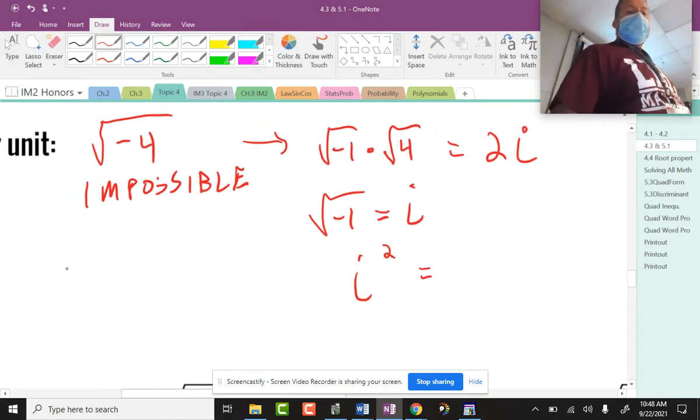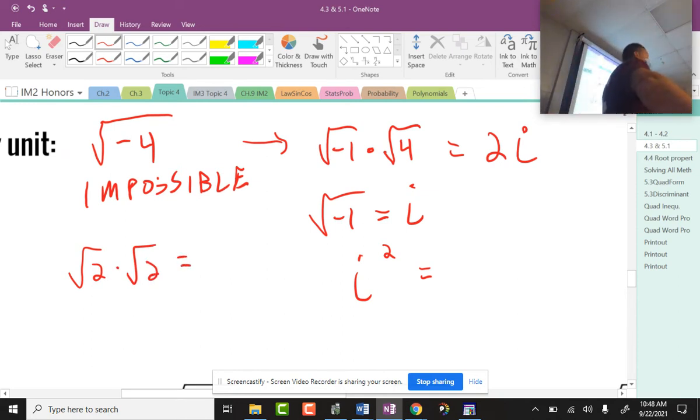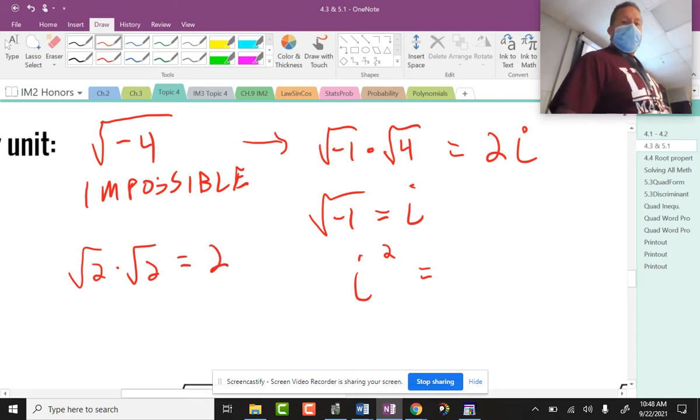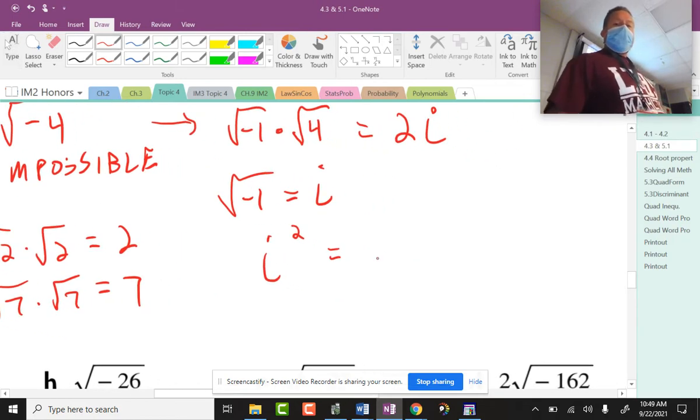And maybe you don't know this, but what do you think the square root of 2 times the square root of 2 is? First of all, what's 2 times 2? So this is the square root of 4. What is the square root of 4, everybody? 2. So what do you think the square root of 7 times the square root of 7 is? Real fast, what's the answer? 7, right?